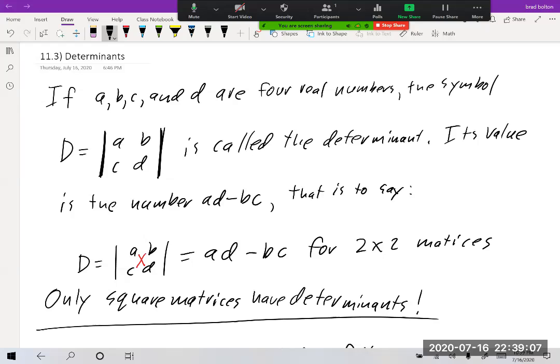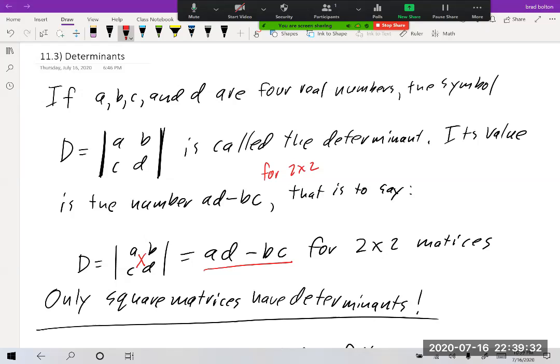You can only find determinants of square matrices. So it has to be a 2 by 2, a 3 by 3, a 4 by 4, and so on and so on. So its value is the number AD minus BC. And again, this is for a 2 by 2 matrix. That is to say that the determinant of ABCD is equal to AD minus BC.